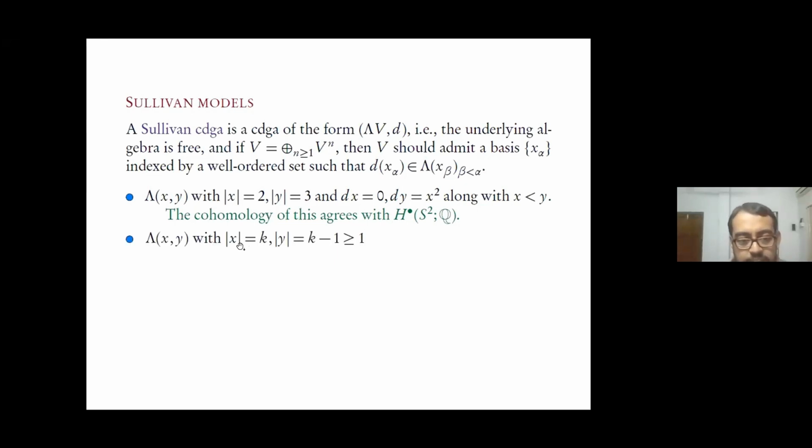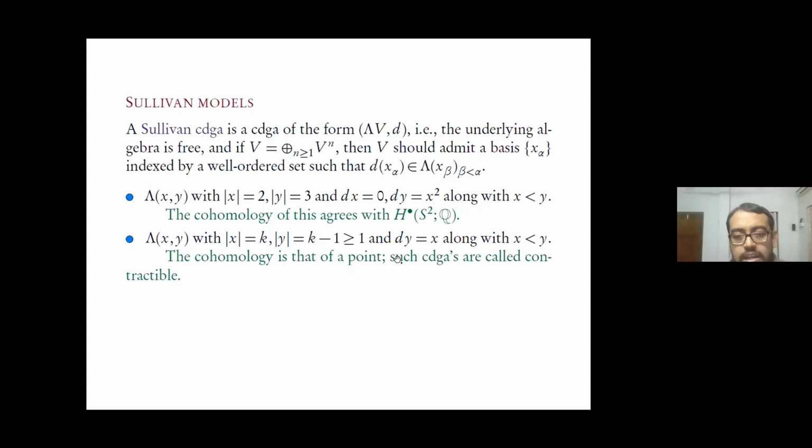Same with something like this. You take the wedge of x, y. So x is placed in degree k, y is placed in degree k minus 1, and I'm assuming k is at least 1. And I put dy equal to x, which enforces dx to be 0 because d squared has to be 0. And then you can check that the cohomology of such CDGAs is that of a point. There's nothing to check. So x goes to 0, because x is killed, and y never goes to 0. So the only thing that you get is that.